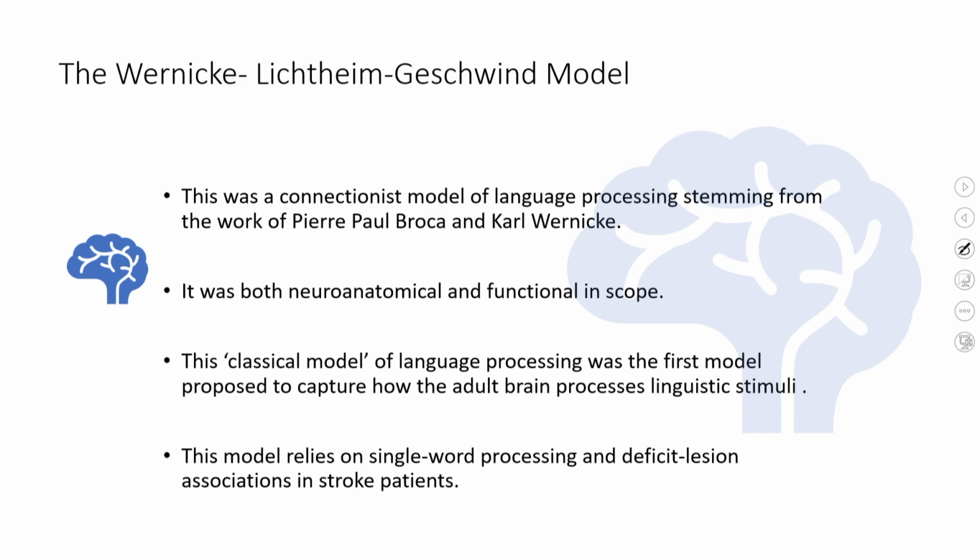So, this classical model of language processing was the first model proposed to capture how the adult brain processes linguistic stimuli. This model relies on single word processing and deficit-lesion association in stroke patients. So, what does deficit-lesion mean? As a result of stroke, the most common causes of aphasia being stroke or head injury.